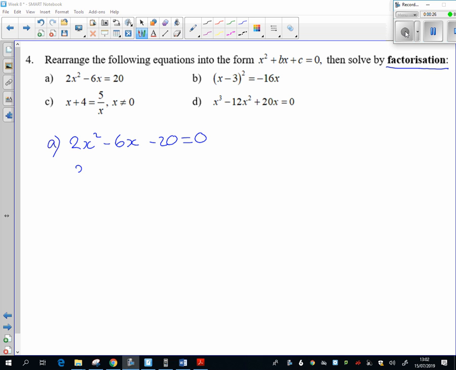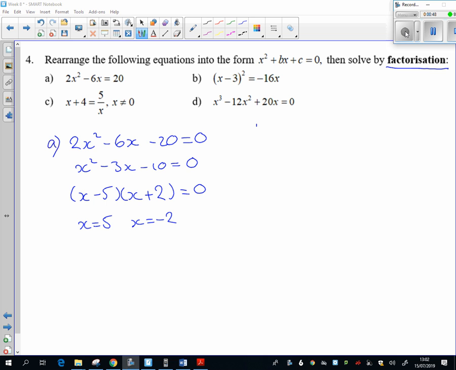But before I do that, I cancel through by 2. That's going to make it a little easier. So I'm looking for two numbers that multiply to give -10 and add to give -3. And it's asking me to solve, not just factorize. So those are my two solutions.